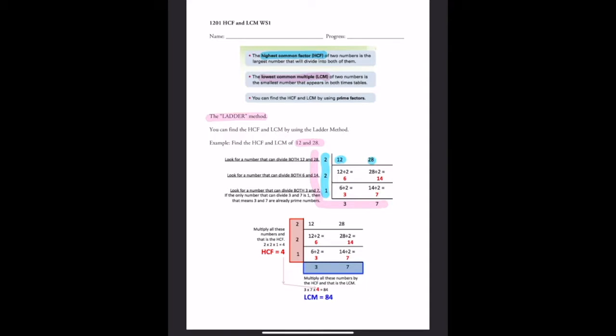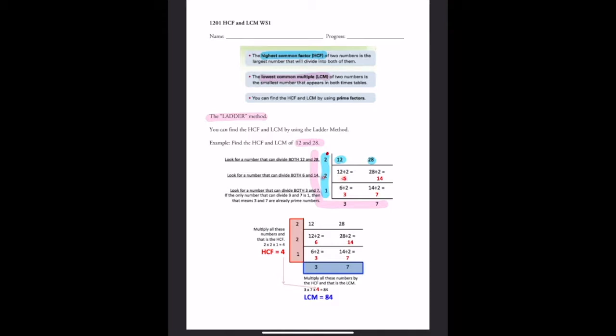So first you look for the prime factor. Look for a prime number that can divide both 12 and 28. Because we know the rules of divisibility, we know that 12 and 28 are even numbers and therefore they are divisible by 2. So what do you do next? We divide: 12 divided by 2 gives you 6, 28 divided by 2 gives you 14. Now, 6 and 14 again are even numbers, so they are both divisible by 2 based on our rules of divisibility.